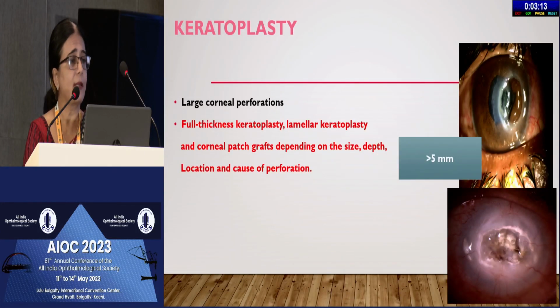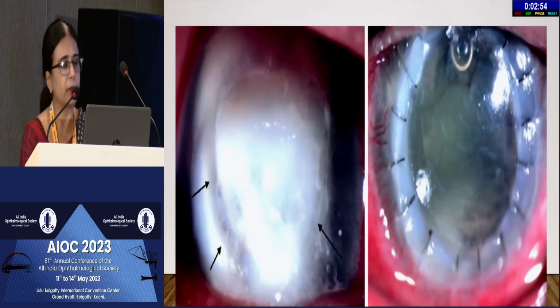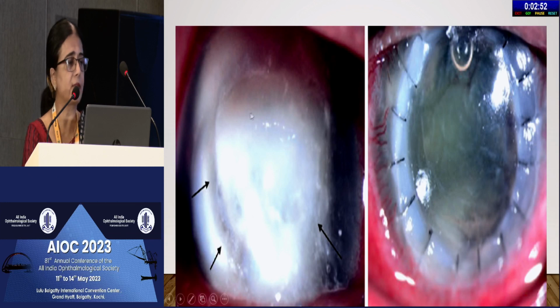The final procedure which we all take help of in larger size perforation, that is more than 5 millimeter, is the keratoplasty. It can range from full thickness keratoplasty to lamellar procedures or the patch graft. That depends on the size, the depth of the perforation and the depth of the lesion, and also the cause or the etiology of the perforation. In one case you can see there was extensive corneal thinning towards the periphery, a case of mycotic keratitis which was adequately managed with therapeutic PK.